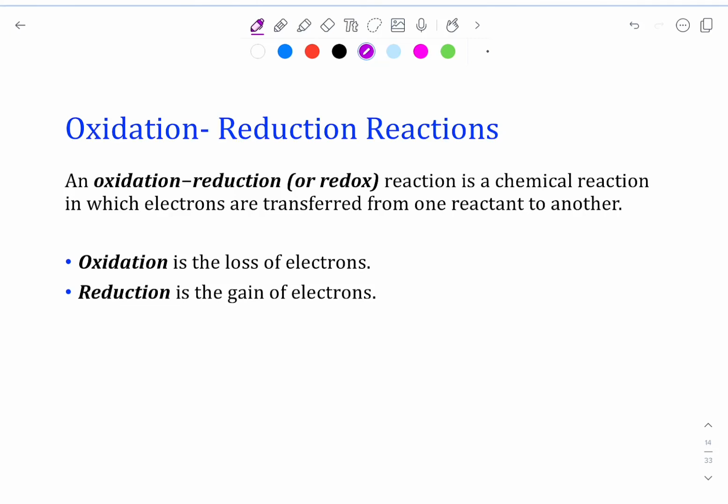So we're going to move on now to our next type of chemical reaction. And these are called oxidation-reduction reactions. An oxidation-reduction reaction, also known as a redox reaction, is a chemical reaction in which electrons are transferred from one reactant to another. So oxidation is the loss of electrons, and reduction is the gain of electrons.